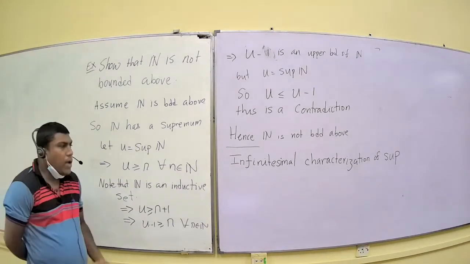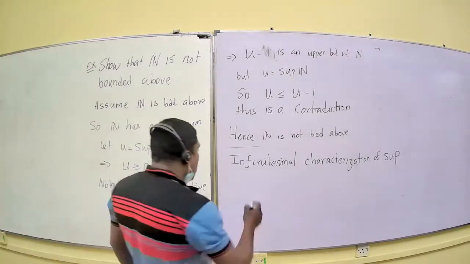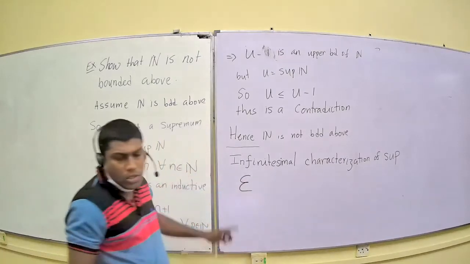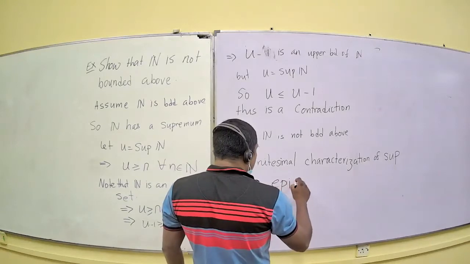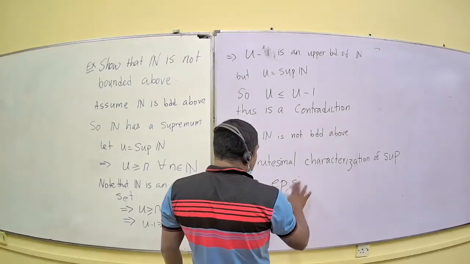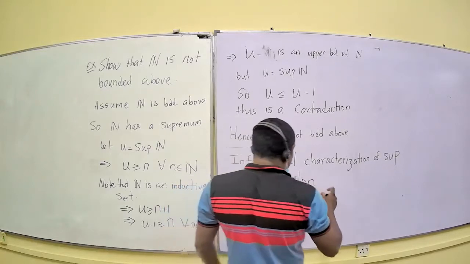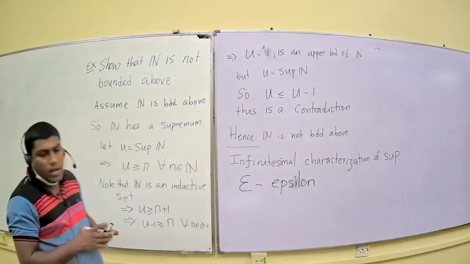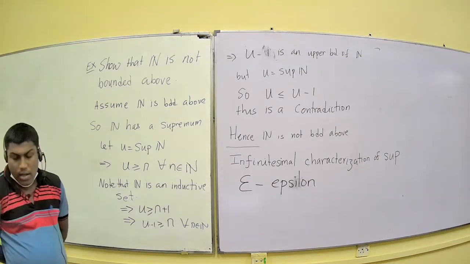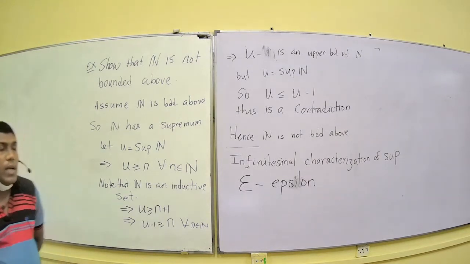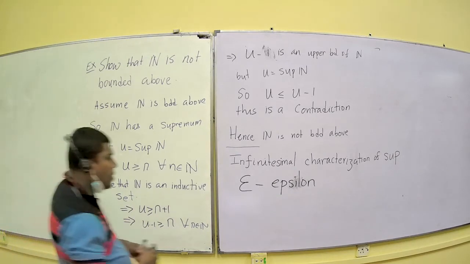So here we are going to define the infinitesimal characterization of the supremum, right? So let me introduce this. I'm going to use this notation, right? So we define a notation called epsilon, right? So this is the Greek letter epsilon, right?